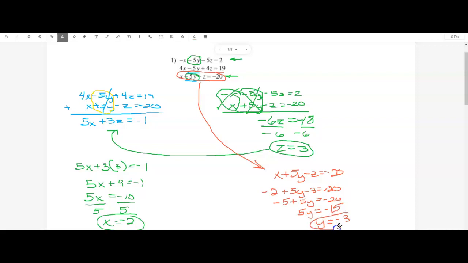So that there is the solution to this system of equations. We have negative 2 is my x. Let's fix that little tail there. My y is negative 3, and my z is positive 3. That's how that would be recorded.